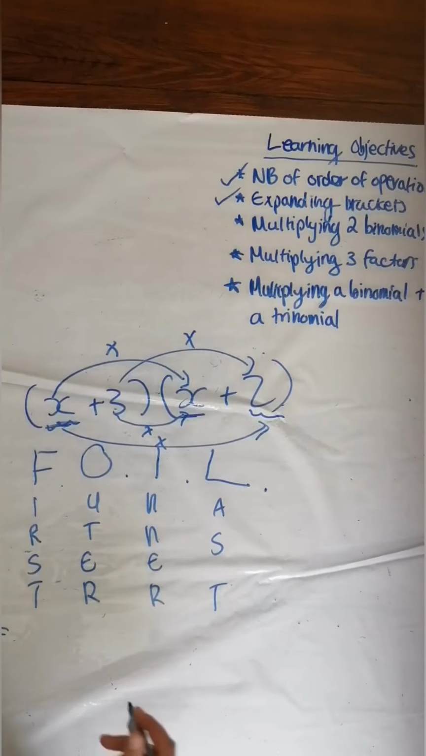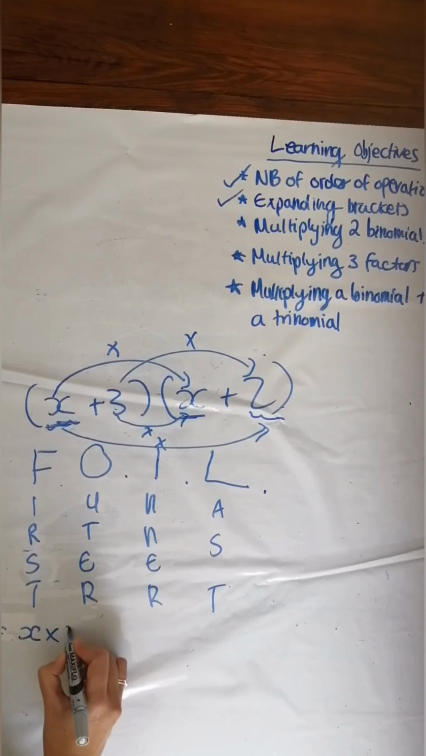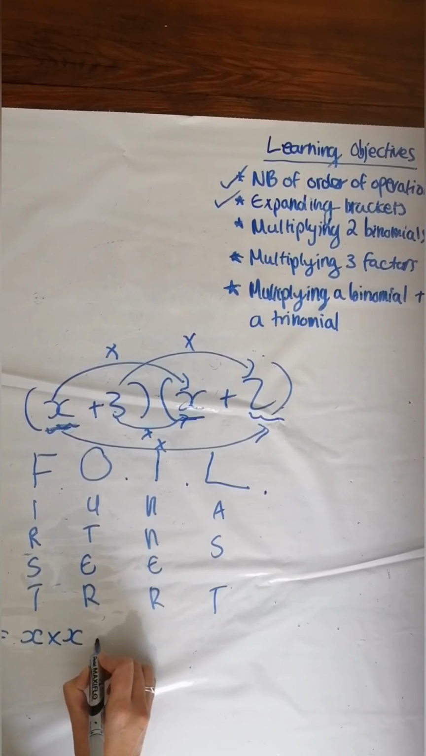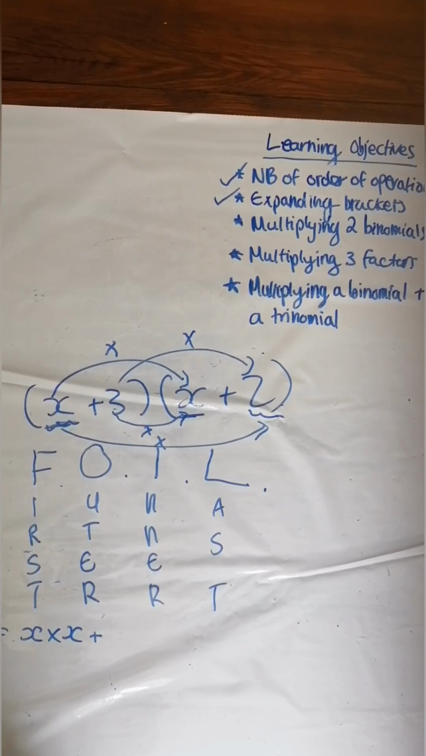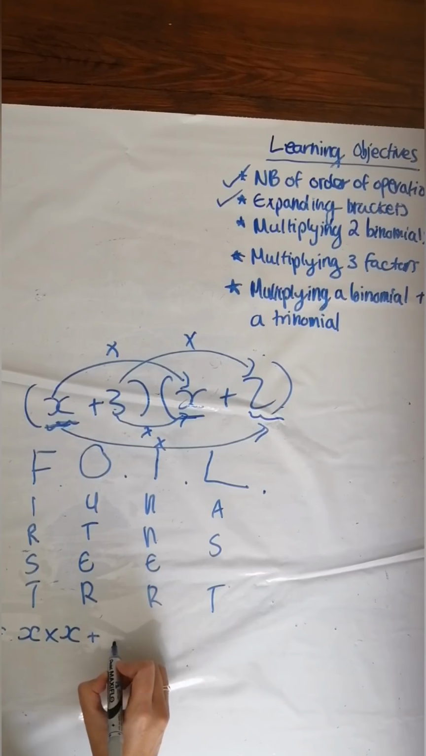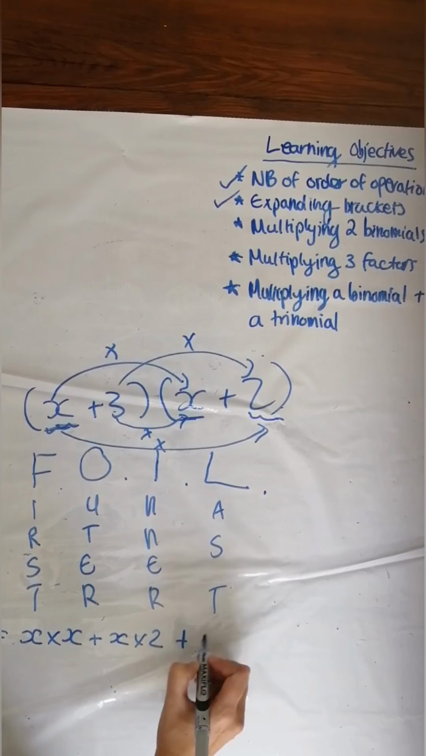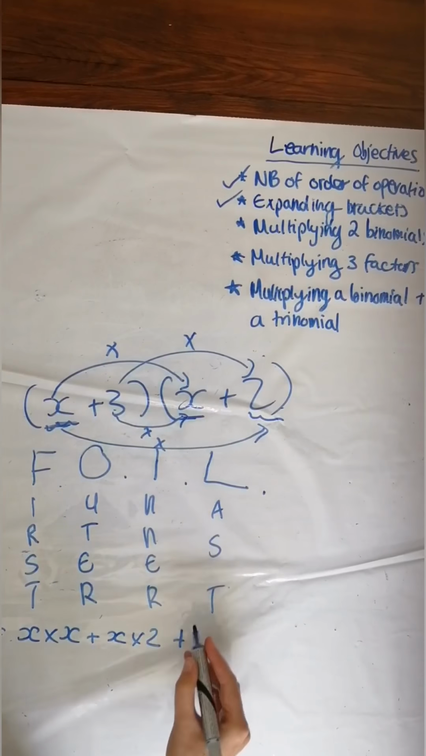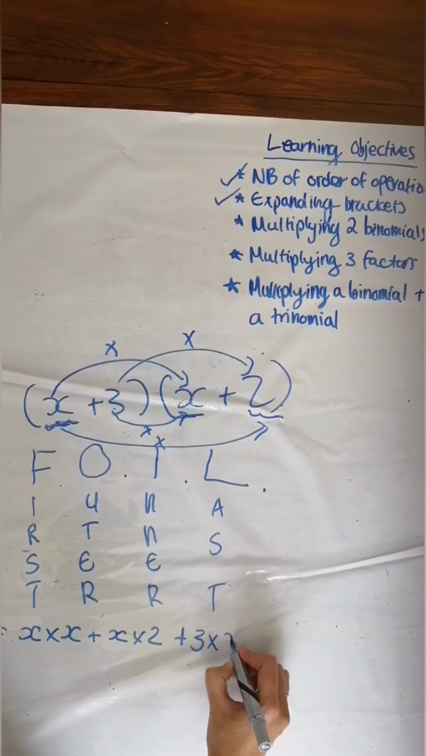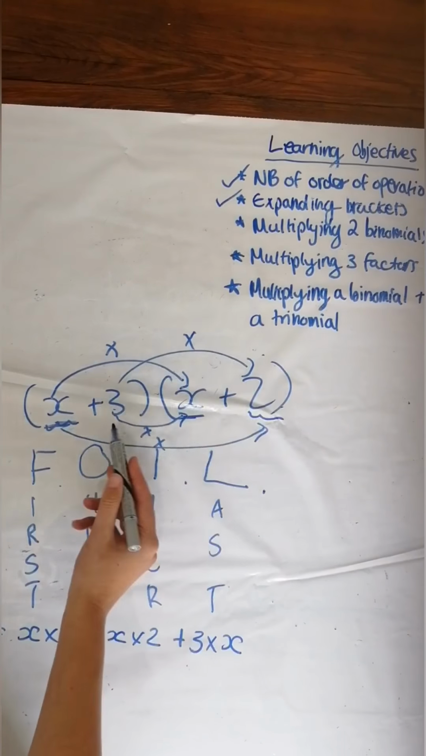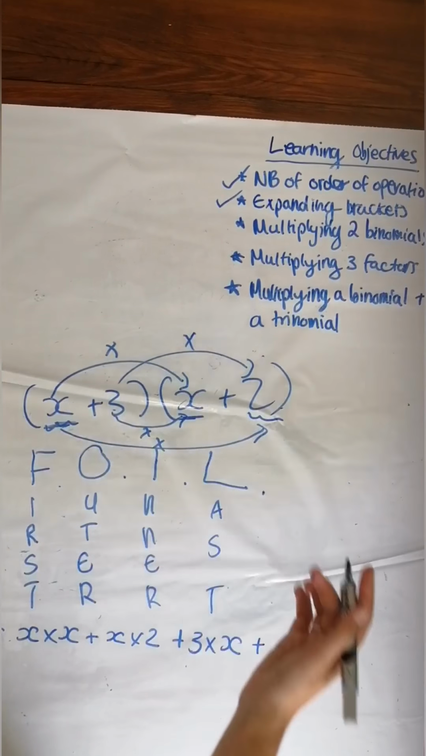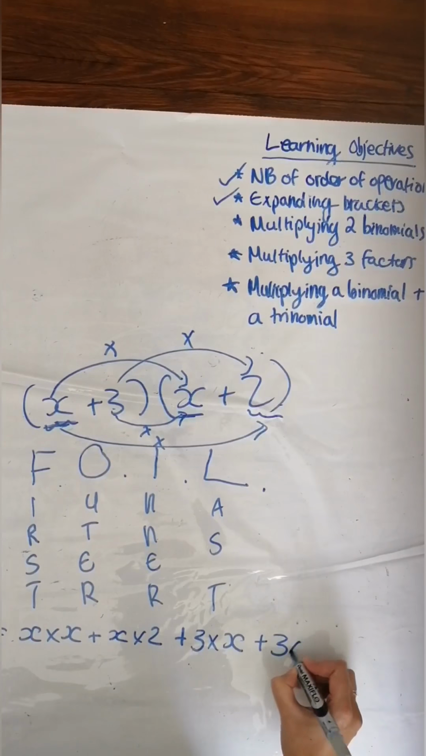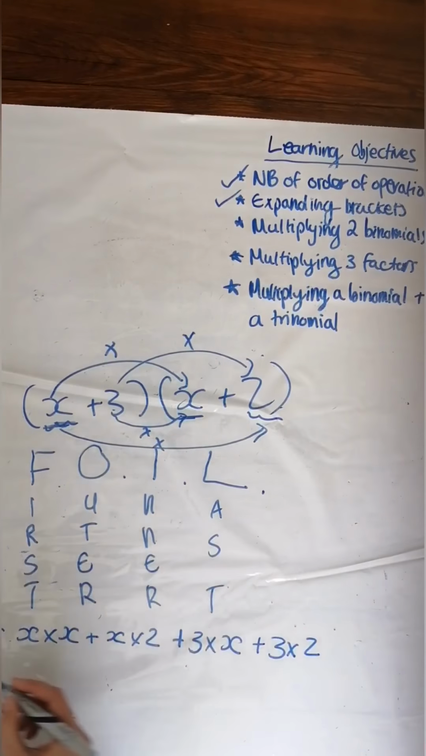So if we write that out, we have x times x, that is our first, plus, because the 2 is a positive, the x is a positive, so x times 2, plus, again, because the 3 is a positive, the x is a positive, 3 times x, and then finally the last 3 plus, again, because they are both positives, plus 3 times 2. Okay, so let's work that out.